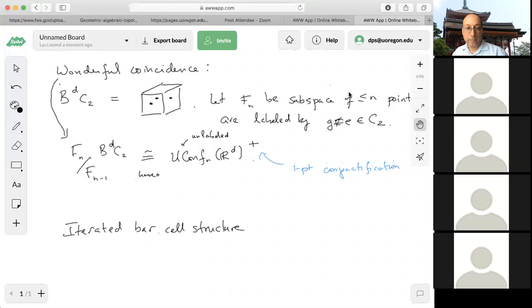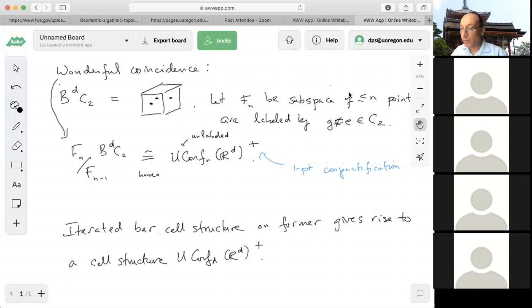Again, the bar construction was given as a sort of simplicial thing. And so if you start with a discrete set, you're just looking at a simplicial realization of a simplicial set. And then you're iterating that, and you can use those previous cell structures at the next level. So there's an iterated bar cell structure, and we're going to give the picture of that as we go along. But that's going to give rise to a cell structure on the latter, a cell structure on these one-point compactifications.